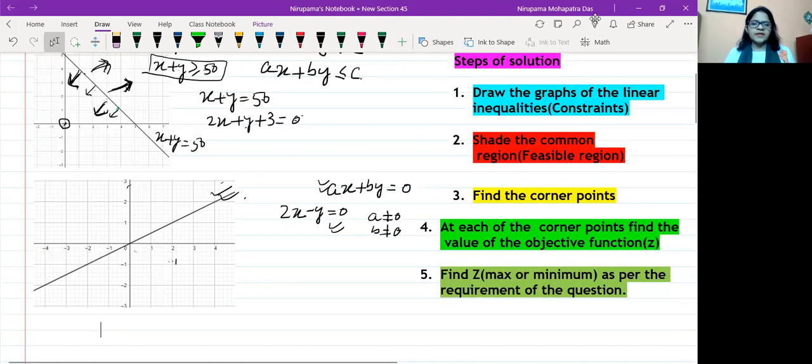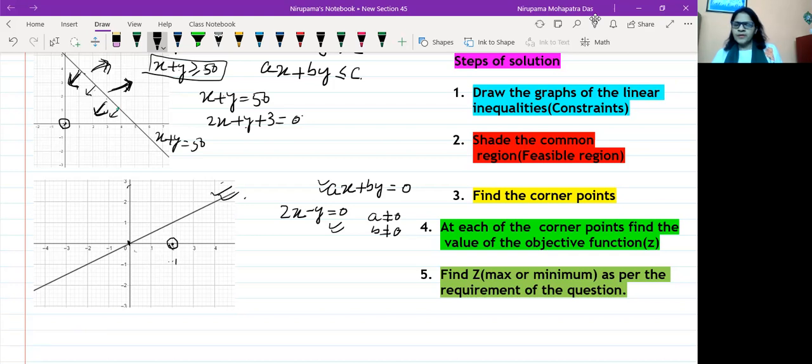Okay, the second category: you may get lines that pass through origin. When it passes through origin, we cannot take origin as a landmark because the origin is on the line. So what can we do here? Instead of taking origin as a landmark, we can take any point other than origin.